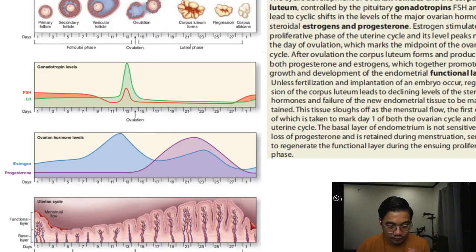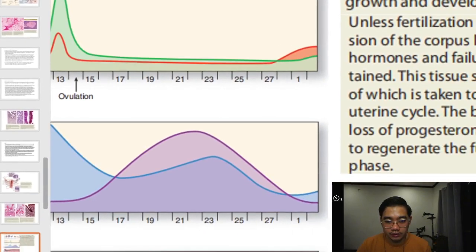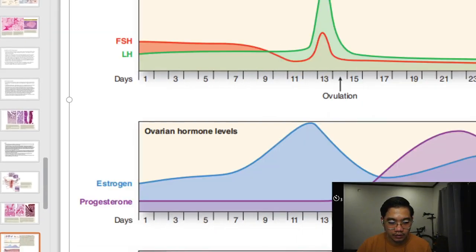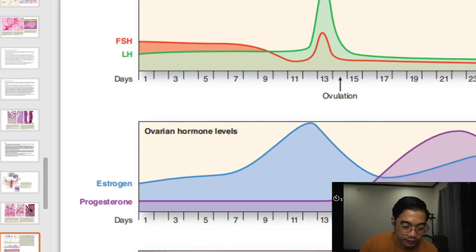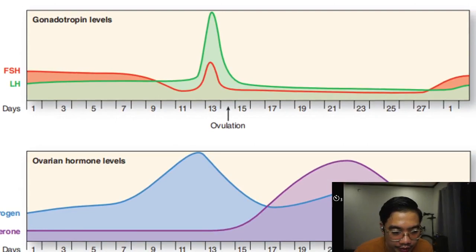Remember earlier, when we were talking about the hormones, so this is a graph of the concentrations of the hormones. Like I said earlier, your FSH and your LH. Your FSH, this is the first day. This is menstruation, first day. It lasts 5 to 7 days normally, physiologically, but it can be prolonged.